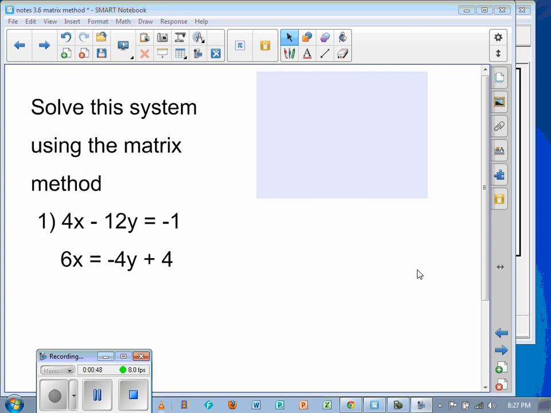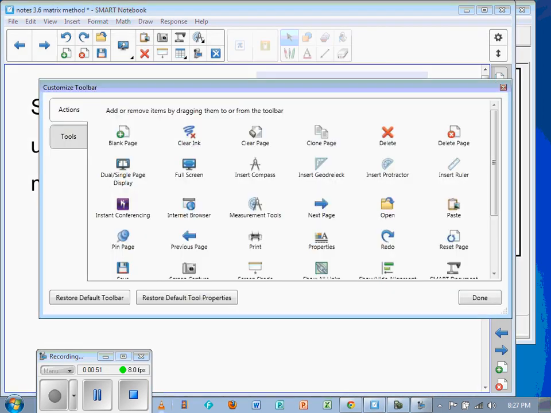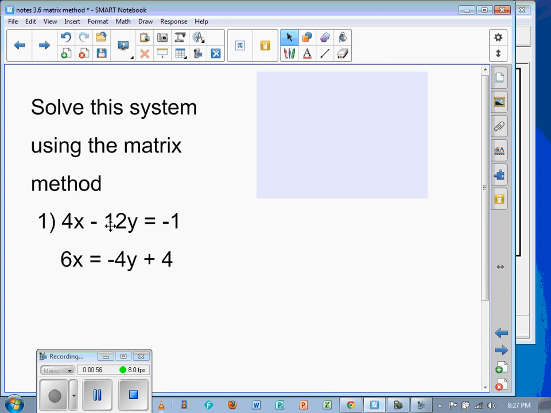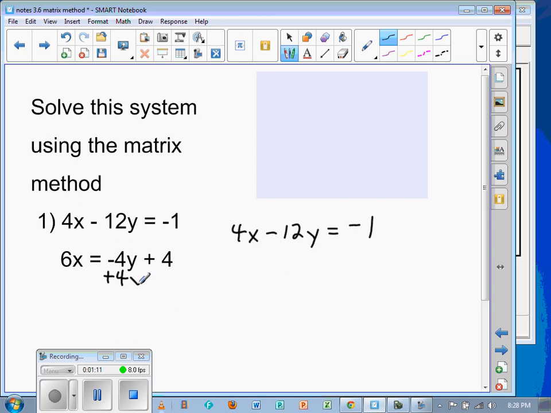If we look at the top equation, it is in standard form, ax plus by equals c. So 4x minus 12y equals -1 is in standard form. So that's okay. So let's write that down. 4x minus 12y equals -1. The bottom one, however, is not in standard form, so we're going to have to add 4y to both sides and just simply list the terms in the order that we prefer for it to be in standard form.